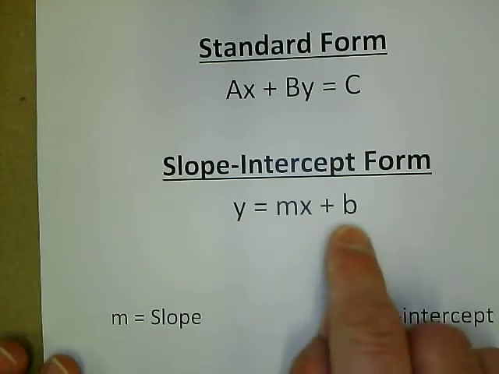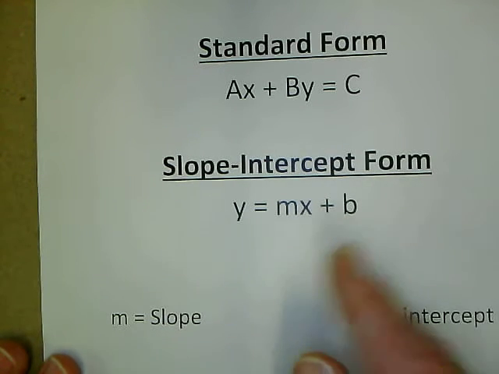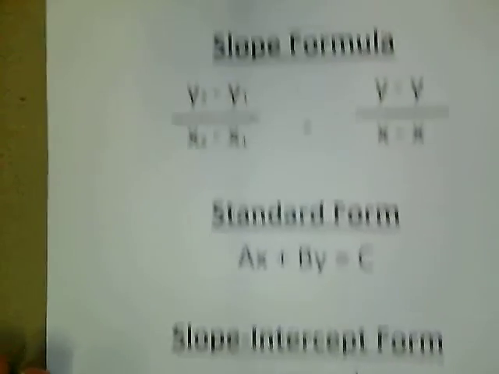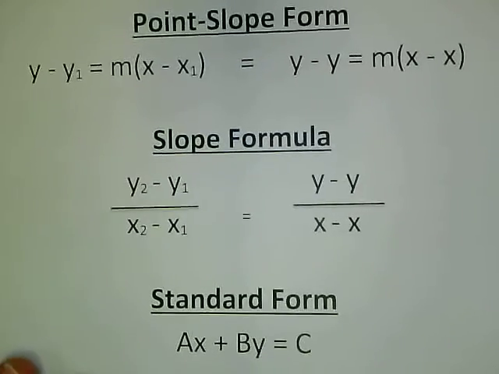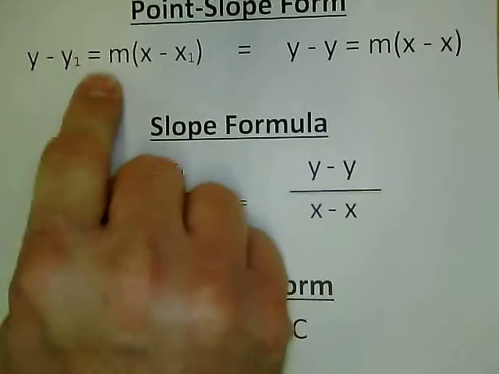M is the slope. But when we go to graph, we put a dot at the y-intercept, and then from the y-intercept, we use the slope to find our second dot, and then eventually our third dot, if we can get it graphed on a small graph. Sometimes you can only put 2 points on it. Sometimes you can put multiple points on it. But we're using this form.